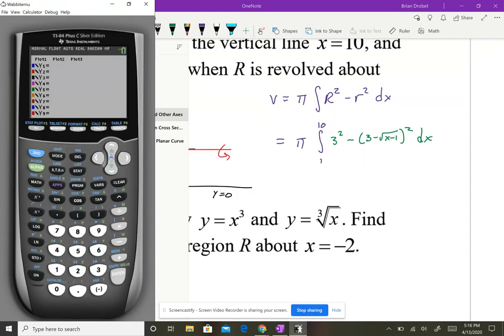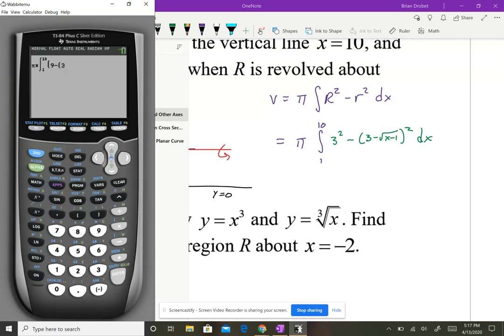So in my calculator, I'm going to quit to the home screen, and I'm going to type in pi times math 9. That's going to get me my integral from 1 up to 10. And now I need to do 9, that's my 3 squared, minus, in parentheses, 3 minus the square root of x minus 1, quantity squared. Let's see, 9 minus 3 minus 1 squared with respect to x.